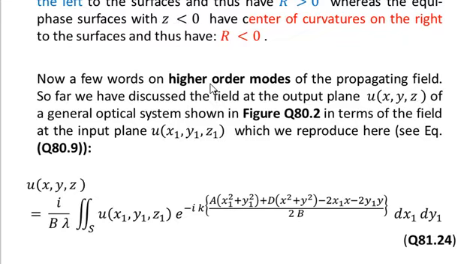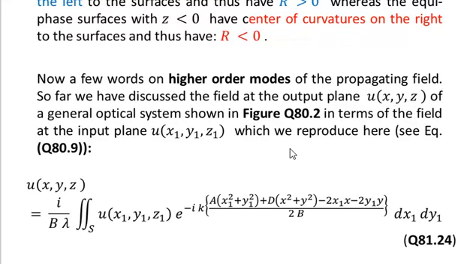Now a few words on the higher order modes of the propagating field. So far we have discussed the field at the output plane, that is u as a function of x, y, z, of a general optical system shown in figure number 2 of the appendix, in terms of the field at the input plane u of x1, y1, z1. That is, the field at the input plane x1, y1 and z1 was known, and we have computed the field u as a function of x, y, z.